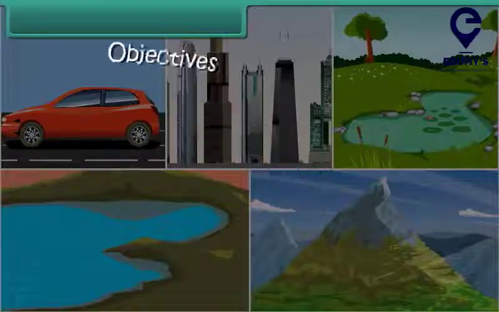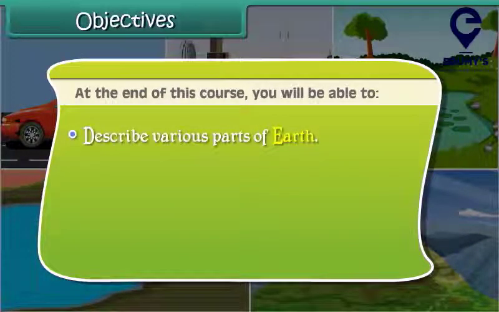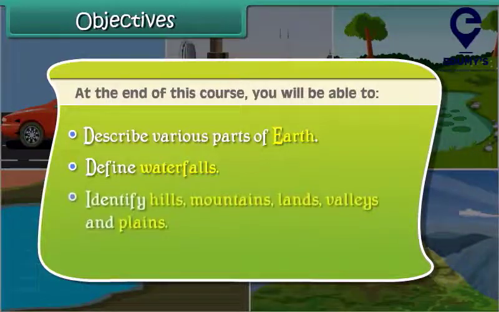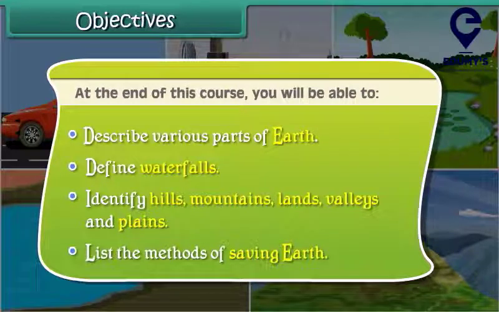Objectives. At the end of this course, you will be able to describe various parts of Earth, define waterfalls, identify hills, mountains, lands, valleys, and plains. List various methods to save our Earth.